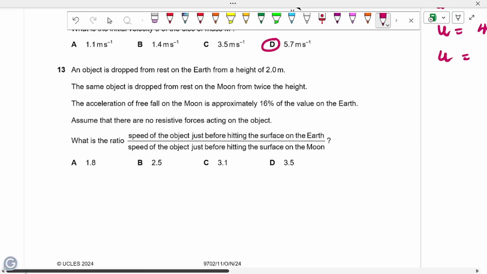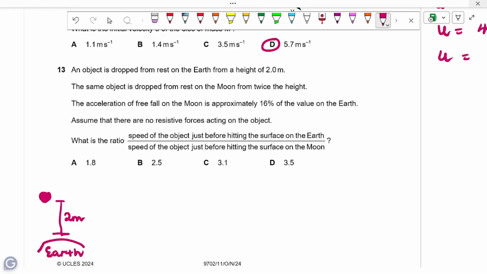So we want to drop an object from Earth at a height of 2 meters. So you have a height of 2 meters, you're holding an object and you want to release it. And you have the moon and you want to drop it from twice that height. So if it's 2 meters, I'm just going to put a little illustration down here. So if it's 2 meters on Earth, it's going to be 4 meters on the moon, right? So if I have Earth here, I expect there to be 2 meters here. Then I have my object over here.